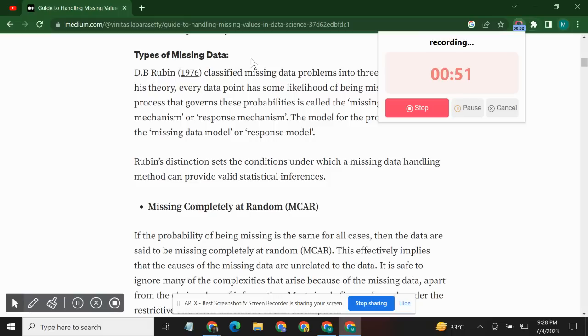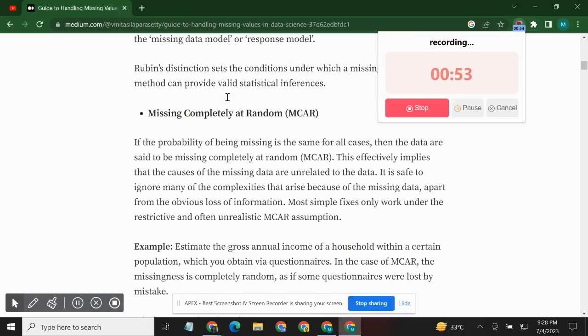Missing completely at random (MCAR). If the probability of being missing is the same for all cases, then the data are said to be missing completely at random, MCAR. This effectively implies that the causes of the missing data are unrelated to the data. It is safe to ignore many of the complexities that arise because of the missing data. Apart from the obvious loss of information, most simple fixes only work under the restrictive and often unrealistic MCAR assumption.